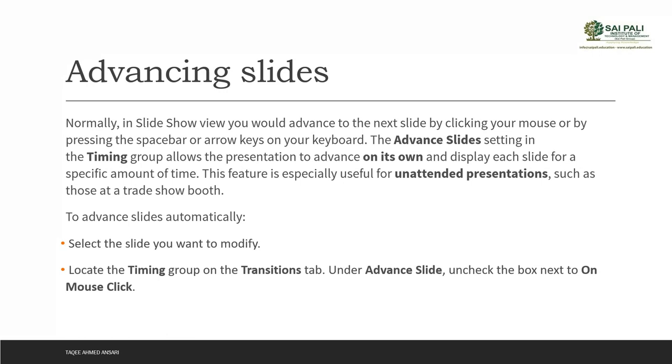To advance slides automatically, you have to modify the time. You have to select the advance slide option. For selecting this, you have to go to the timing group of the transition tab. From there, you go under this advance slide command. By default, what is selected? On mouse click. So whenever your presentation is running, you click the mouse to change the slide.